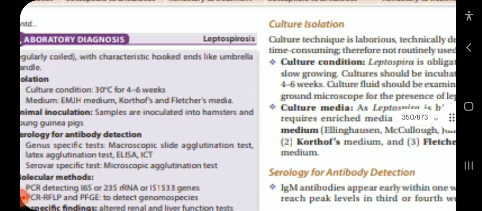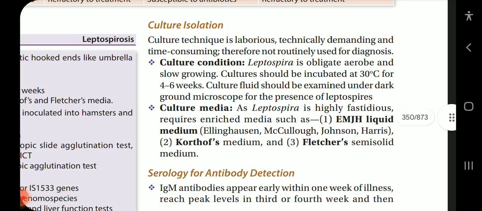Alright. Now coming on to culture isolation. Culture technique is laborious, technically demanding and time consuming, therefore not routinely used for diagnosis. Culture condition: Leptospira is an obligate aerobe and slow growing. Culture should be incubated at 30 degrees Celsius for 4 to 6 weeks. Culture fluid should be examined under dark ground microscope for presence of leptospires. Culture media, as Leptospira is highly fastidious, requires enriched media such as EMJH liquid medium, Ellinghausen, McCullough, Johnson and Harris, Korthof's medium, and Fletcher's semi-solid medium.